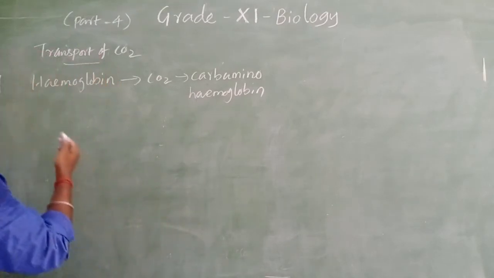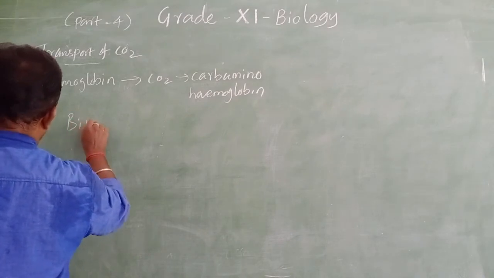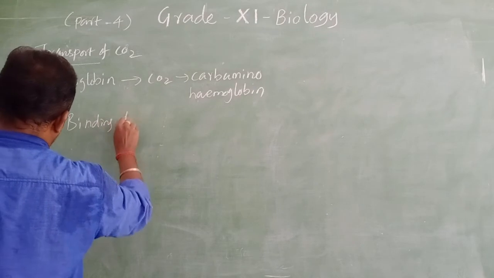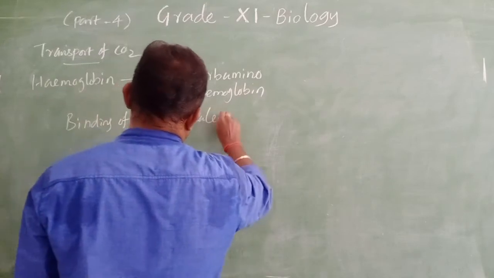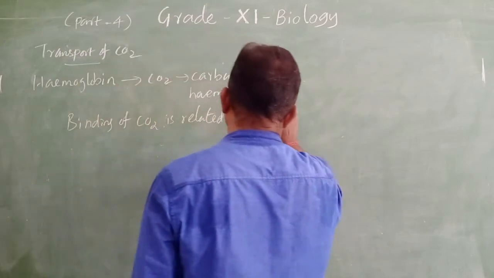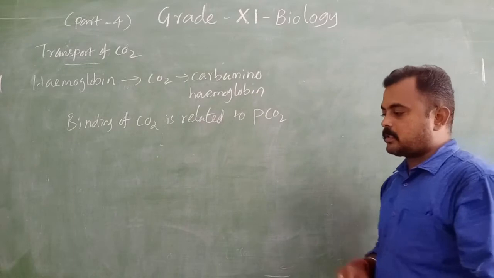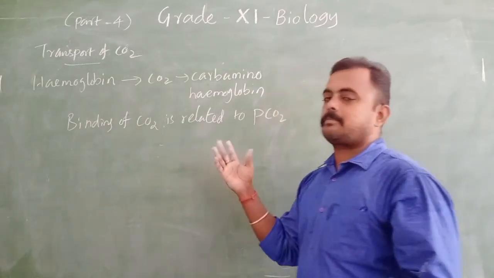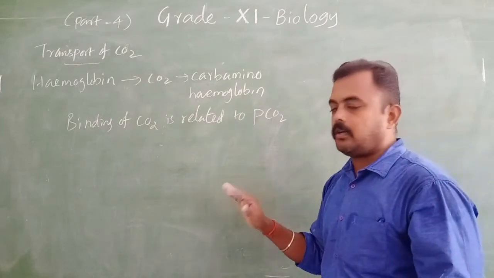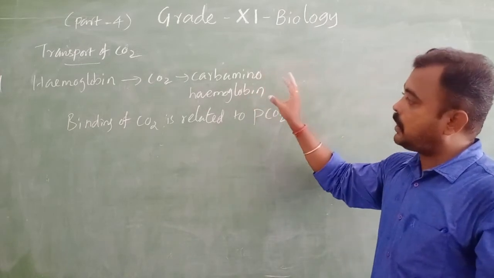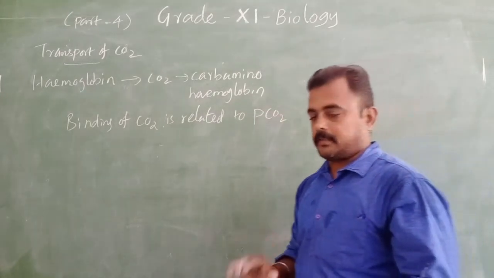Here also, the binding of carbon dioxide is related to partial pressure of carbon dioxide. How much pressure is present, based on that, it is binding. Formation and dissociation are happening. Binding means formation. The carbaminohemoglobin is formed based on the partial pressure of carbon dioxide.